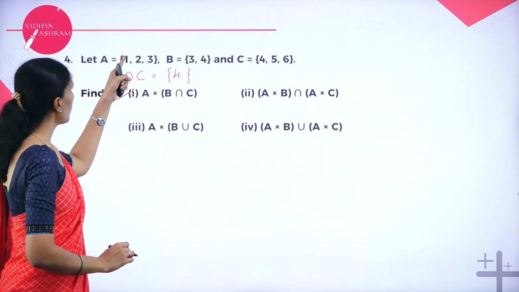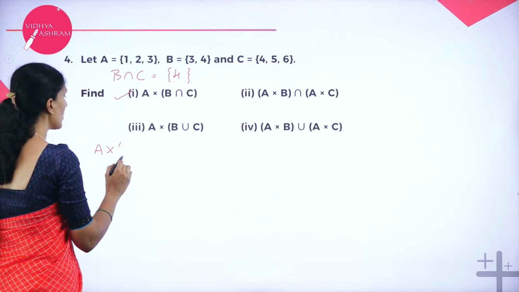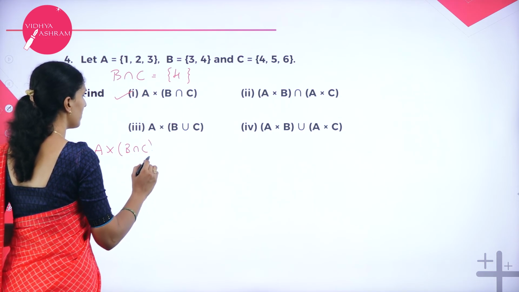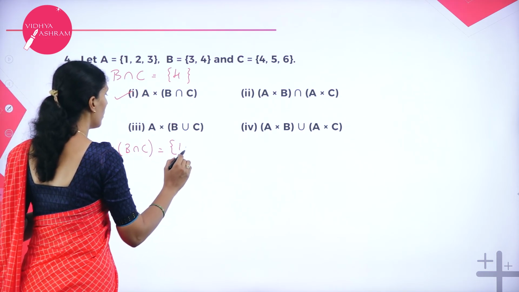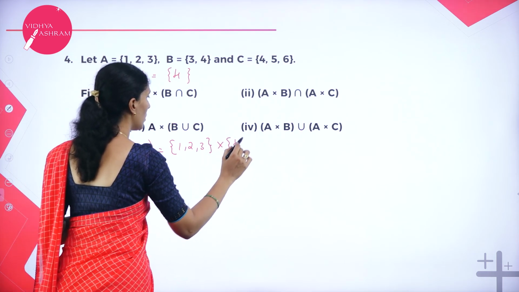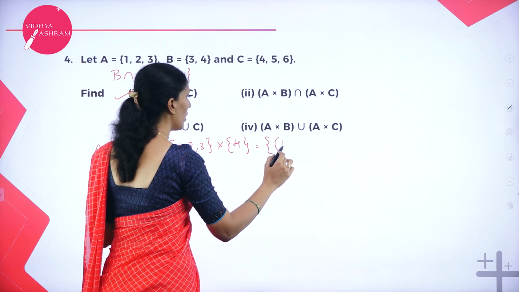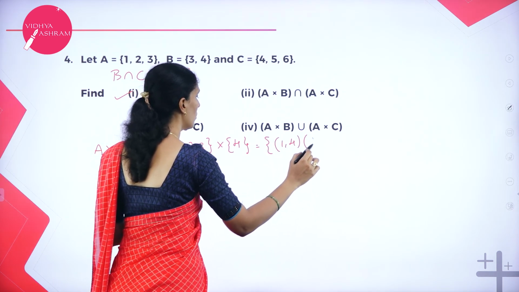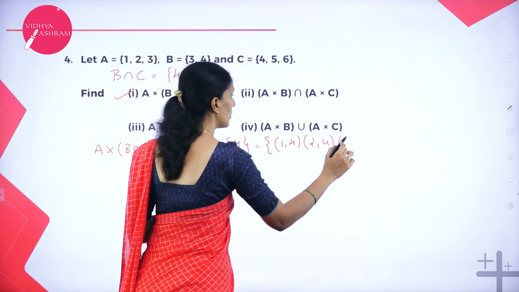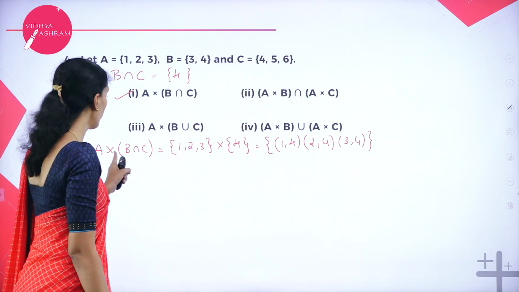Now I will pair A with B intersection C. So A cross (B intersection C) means, what is my A? {1, 2, 3} cross {4}. Now write it. What happens? In ordered pairs, (1, 4), (2, 4), (3, 4). So this is how we will pair.